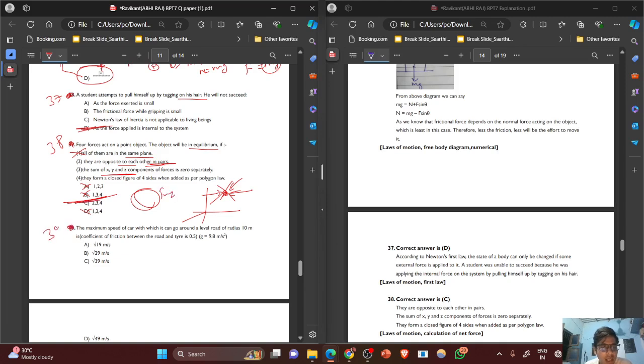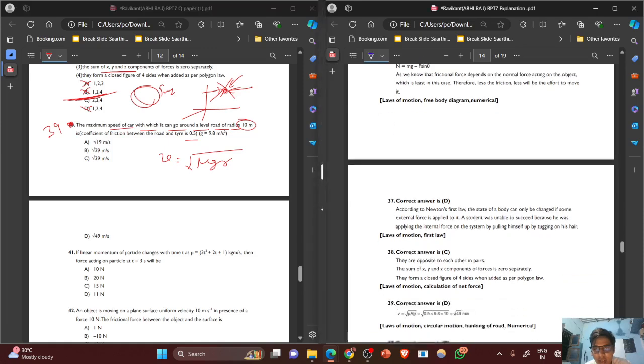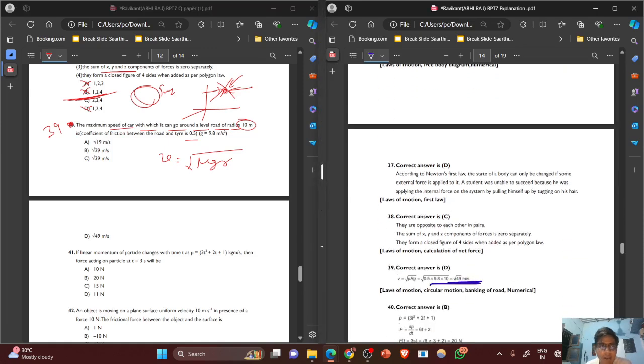Now question 39. The maximum speed of a car which it can go around a level road of radius 10 meter, coefficient of friction is given. You know maximum speed equals under root of mu r g. Put the value and get the answer. You can see here the value. It will be 7 meter per second, root under. Option D is the correct answer.